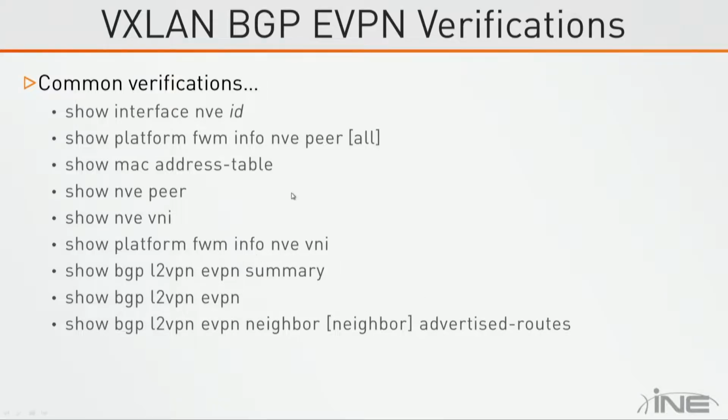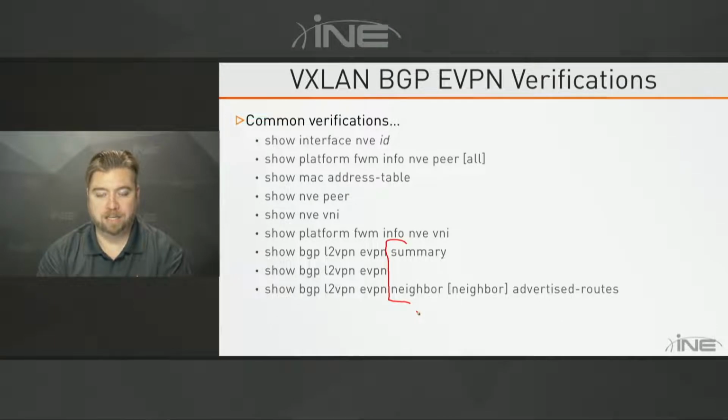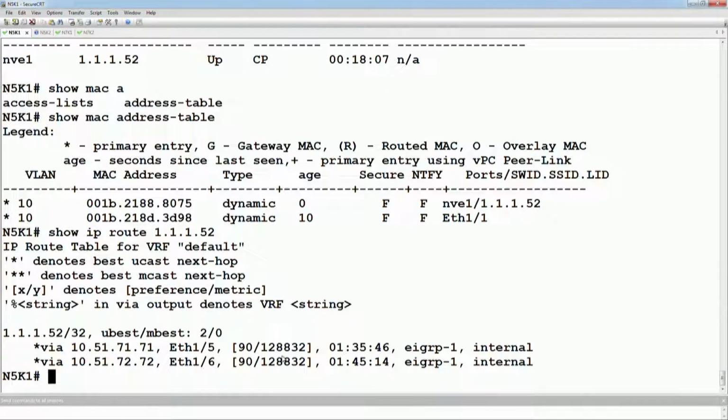Okay, then the show BGP L2VPN EVPN, the rest of the verifications to the right of that command would be the same as they would be for any BGP config. So show BGP L2VPN EVPN, that's showing me all the routes. The summary would be who are the peers, neighbor advertised routes, neighbor received routes, so on and so forth. The difference of the address format, though, is that the length is different.